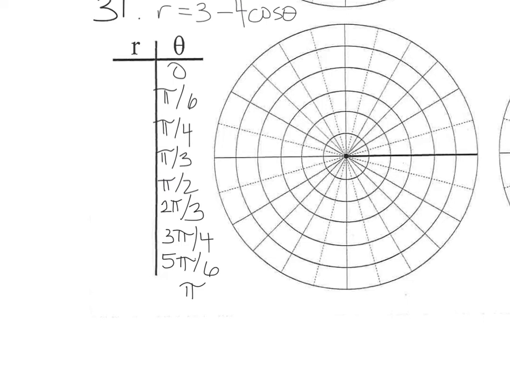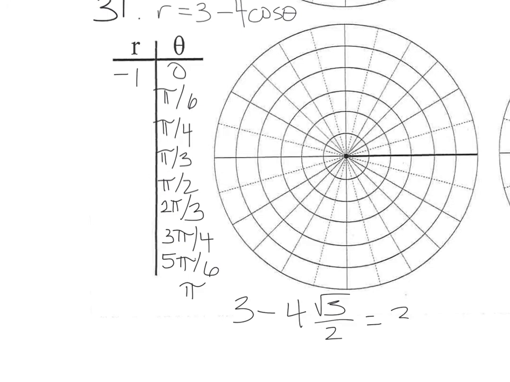Alright, so let's go ahead and plug in. If I plug 0 in for here, cosine of 0 is 1, and then I have 3 minus 4 is negative 1. Next we have pi over 6 plugged in, so that'd be root 3 over 2. I'll go ahead and write that. 3 minus 4, whoops, not negative root 3 over 2, just positive root 3 over 2.